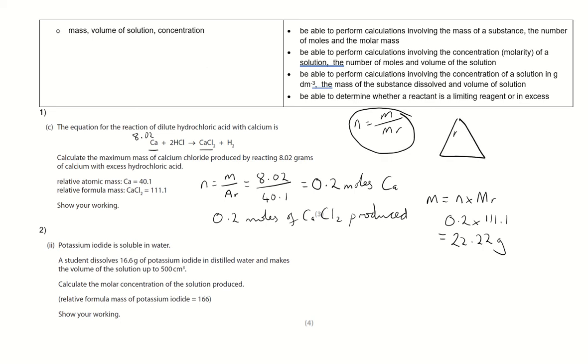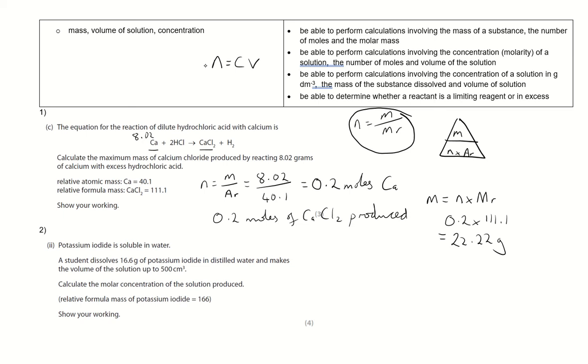So that's the first bit, just being able to use this equation here. And if need be, you can remember it like that, but you should be able to rearrange a 3 variable. Next one, calculations involving the concentration, the molarity. So this is where we've got n equals CV coming into it. So student dissolves 16.6 grams of potassium iodide, KI, makes up a solution of 500 cubic centimeters. Calculate the molar concentration of the solution produced.